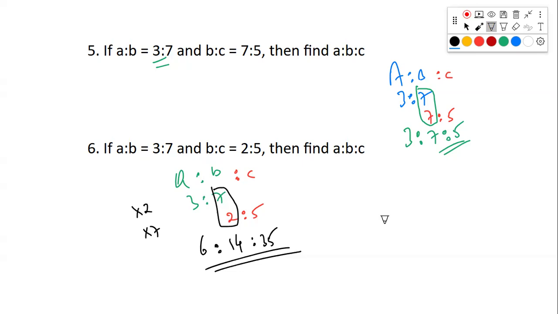So please be careful. I can also get A is to B, B is to C, C is to D, D is to E also. The logic is same. You keep making whatever is common the same number. So you can extend this logic. Sometimes in the exam, they might also give A is to B, B is to C, C is to D, D is to E. Finally, they might ask what is A is to E. So the logic remains same.